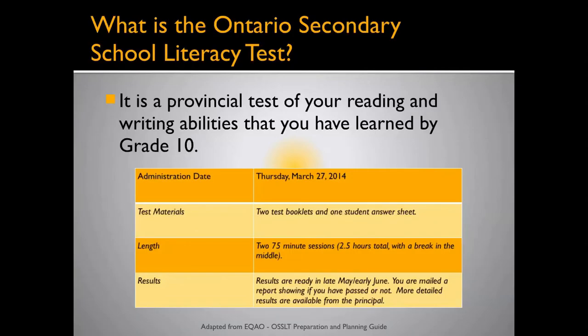So what is the OSSLT? What is the Ontario Secondary School Literacy Test? Well, it's a test for all the students in Ontario in grade 10 to assess the reading and writing abilities that they have by grade 10. It's done every year, and it's one of the three components of graduation, along with credits and your volunteer hours. So credits, volunteer hours, and the literacy test are the three components you need to graduate and get your diploma in Ontario.